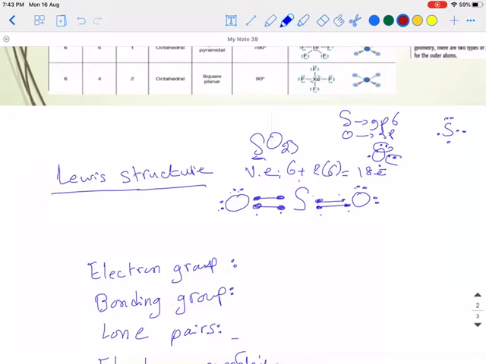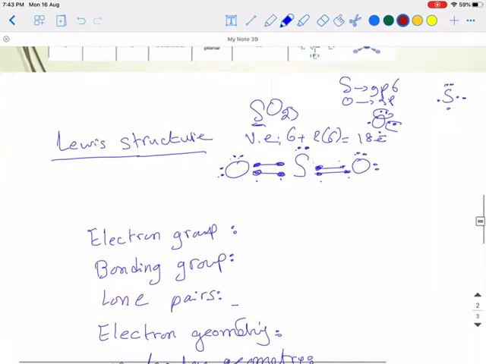Still 2 electrons are missing, so I will put them as a lone pair on sulfur, because as we said, sulfur can exceed the octet, so it can fill more than 8. So 1, 2, 3, 4, 5, 6, 7, 8, 9, 10, no problem. It can fill more, because as we said, it is in period 3, and in period 3 and beyond, the atoms can exceed the octet and fill more than 8. Now let us answer the questions.